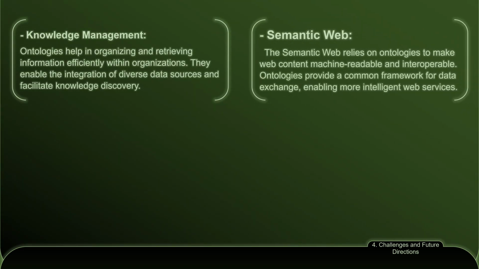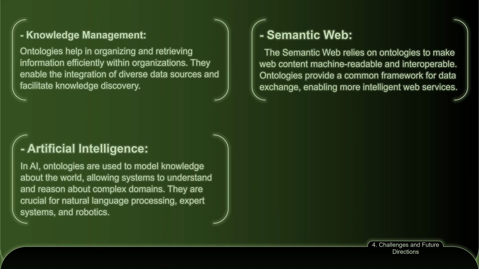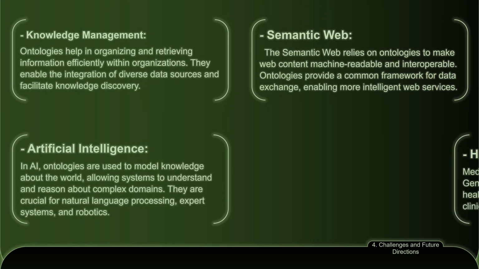Semantic web. The semantic web relies on ontologies to make web content machine-readable and interoperable. Ontologies provide a common framework for data exchange, enabling more intelligent web services. Artificial intelligence. In AI, ontologies are used to model knowledge about the world, allowing systems to understand and reason about complex domains. They are crucial for natural language processing, expert systems, and robotics.